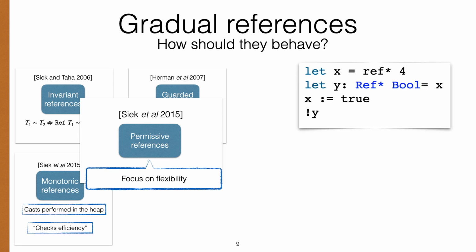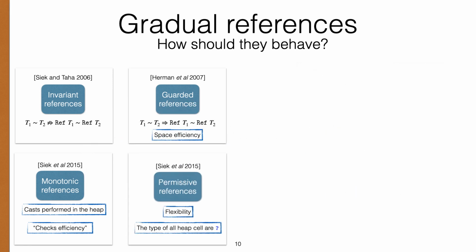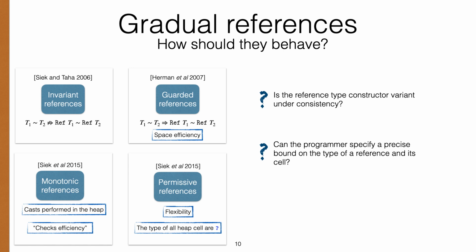So when using permissive references annotated with a star, the program is translated to a different one where the type of all heap cells are treated as unknown. These four developments reflect different design decisions with respect to gradual references, such as, is the reference type constructor variant under consistency? Can the programmer specify a precise bound on the type of a reference and its cell? Can the heap cell type evolve with precision at runtime, and how?